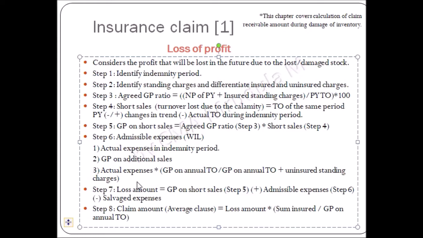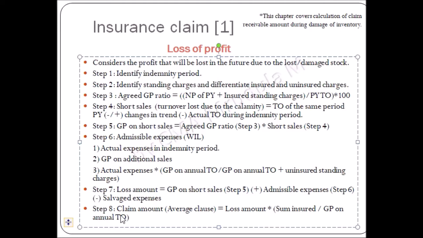Okay, working backwards for a period of 12 months. So, whichever is lower of the three is considered as admissible expenses. Now, step 7 is calculation of loss amount, which is gross profit on short sales, as calculated in step 5, and add the admissible expenses as calculated in step 6, minus any salvaged expenses. Salvaged expenses means any expenses that is saved from getting incurred due to the calamity.